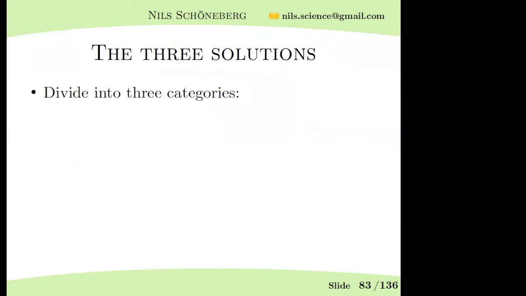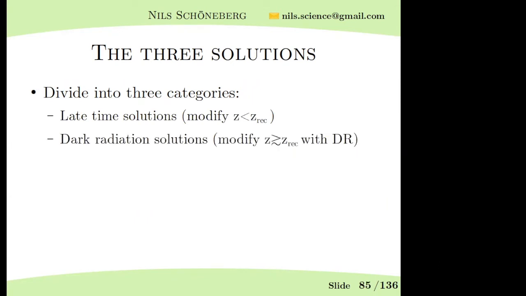Still, let's try to put these models into 3 kinds of sets. We're going to look at late time solutions, early time solutions, and dark radiation solutions. Late time solutions, I just call everything that modifies things far after recombination. And early time, I call everything that modifies around or before recombination. Same with dark radiation solutions, except there I'm going to focus explicitly only on things that are dark radiation.